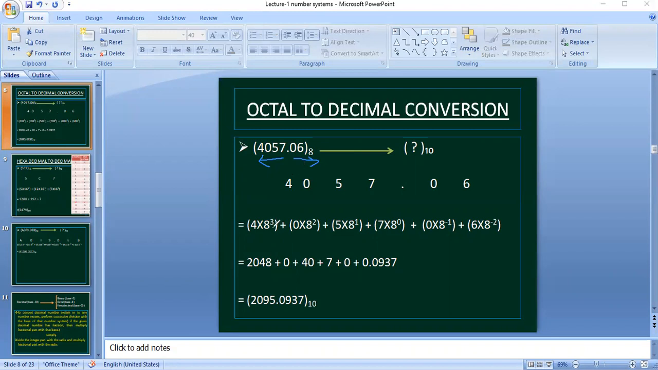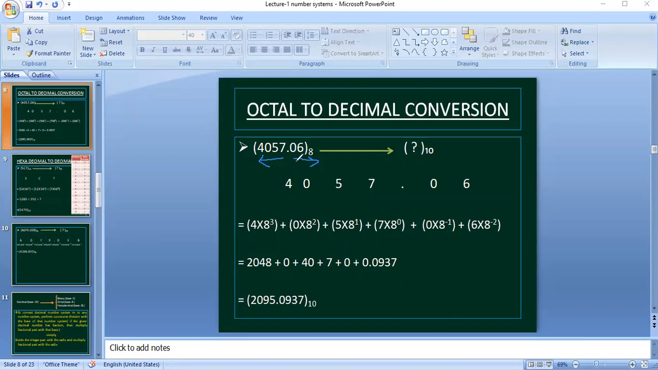Okay, so what you have to do is multiply each digit by its positional weight. For the octal number system, the positional weights start from 8 power 0, 8 power 1, 8 power 2, 8 power 3, like that. In a similar way for the fractional part, 8 power minus 1, 8 power minus 2, 8 power minus 3, like that.